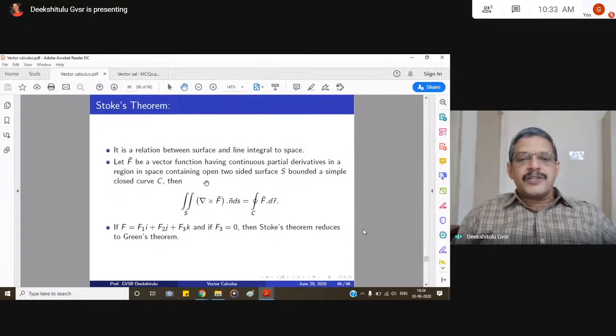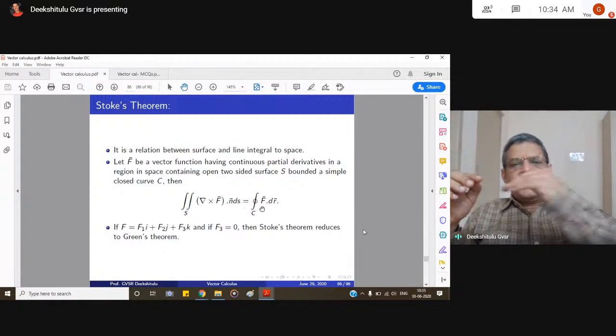Let F bar be a vector function having continuous partial derivatives in a region in space containing an open two-sided surface. I think we have defined this open surface as two-sided surface earlier. Okay, bounded by a simple closed curve C, then the double integral over S of (del cross F) dot n dS is equal to the integral over C of F dot dr, where dS is a small area element on the surface S and n cap is the outward normal to that small element dS.